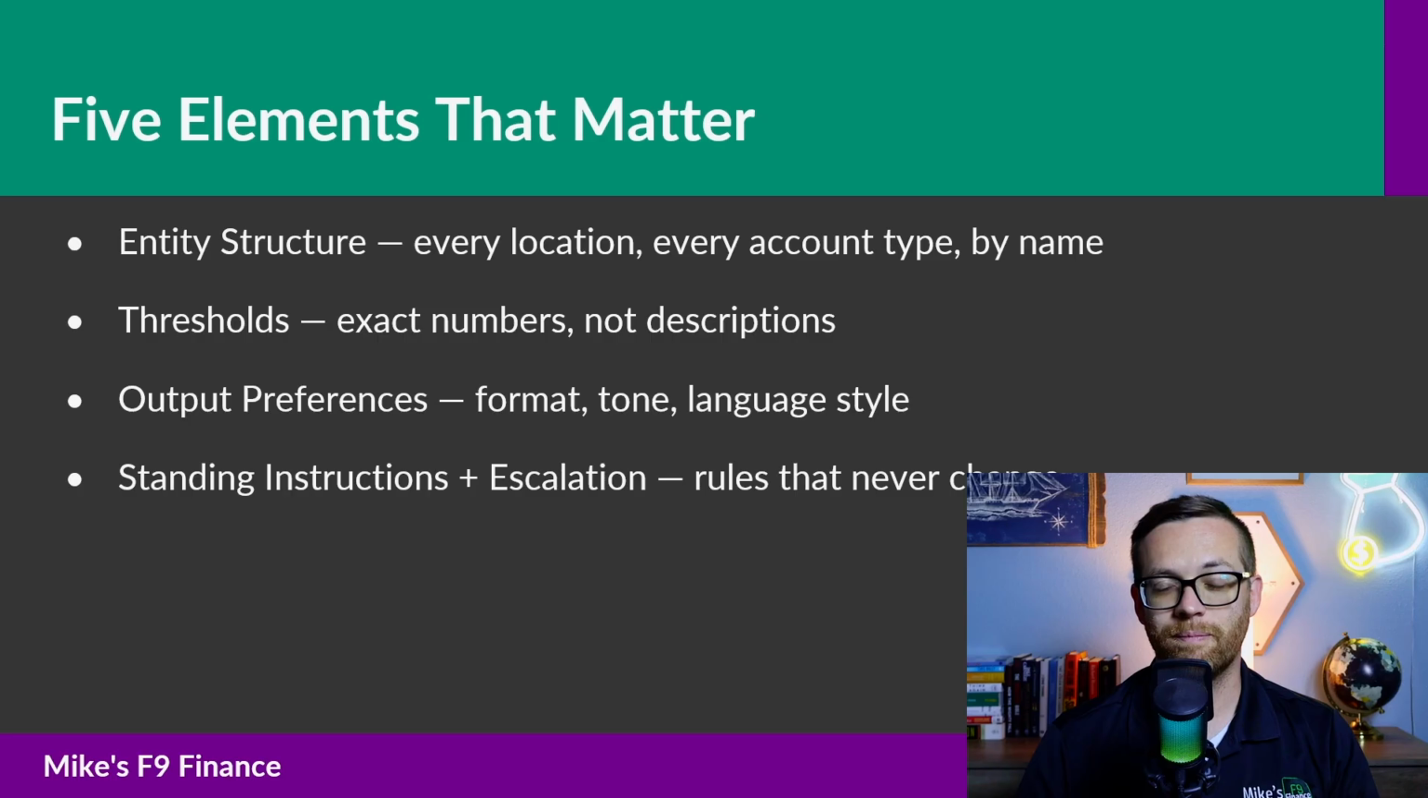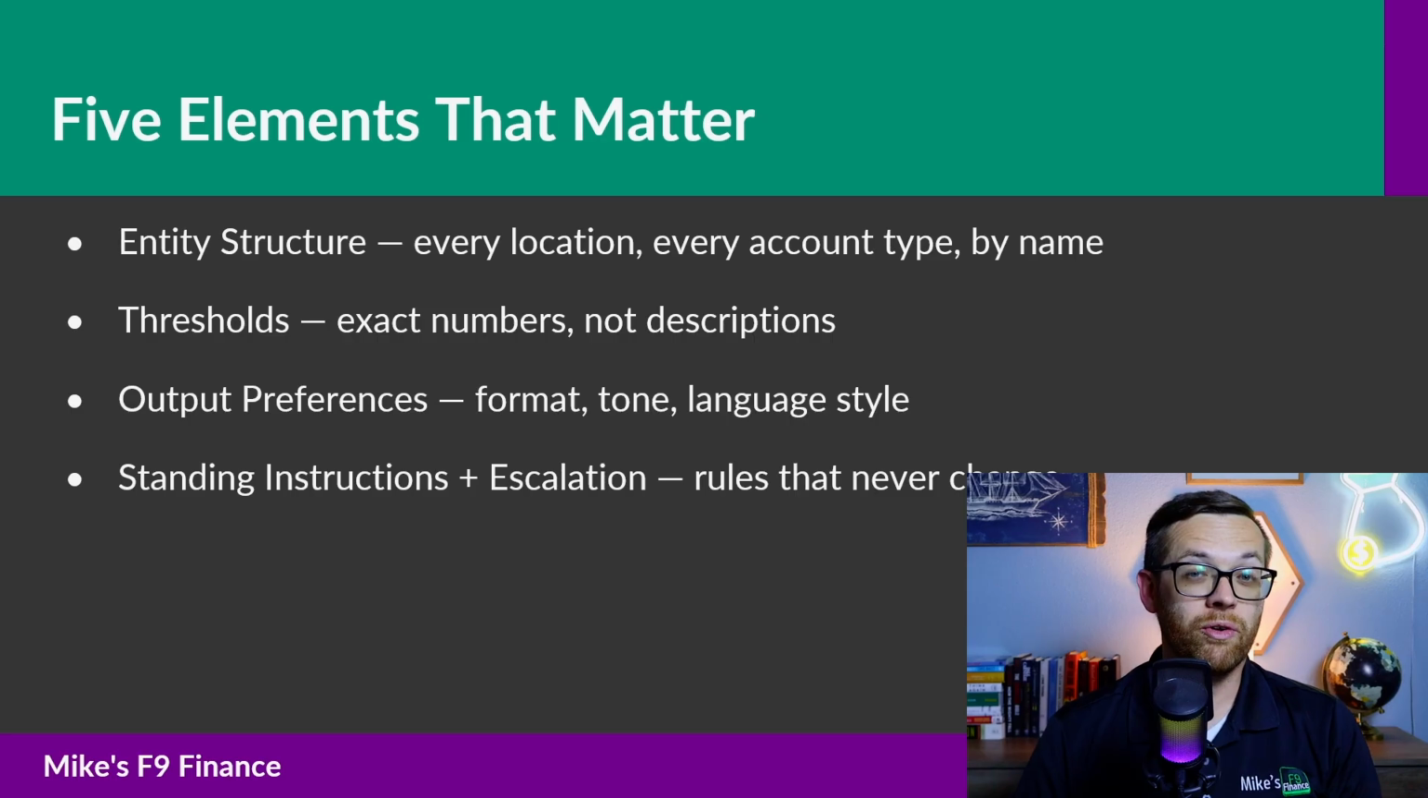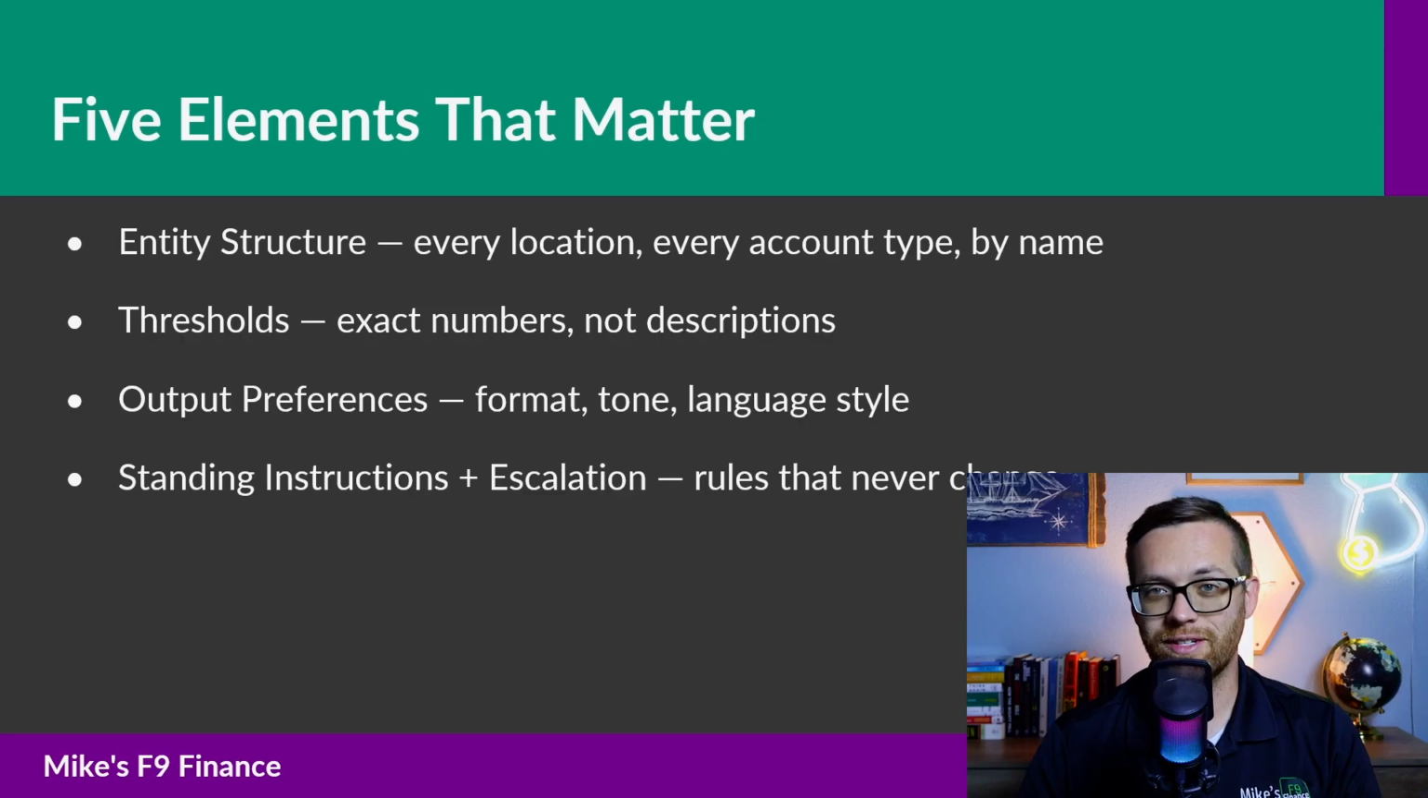First, the entity structure. Name every location, every account type, every currency. Don't be vague. Don't say, we have multiple locations and accounts. Be specific. F9 Finance Coffee Shop operates 3 locations: Astoria, Hell's Kitchen, and Lower Manhattan. Each location maintains 4 USD-denominated bank accounts: operating checking, merchant settlement, payroll, and reserve savings. That specificity matters. Claude uses it to understand what it's looking at.